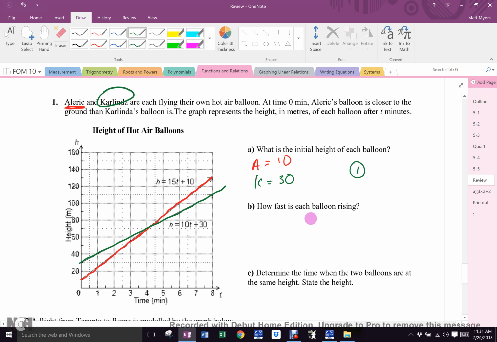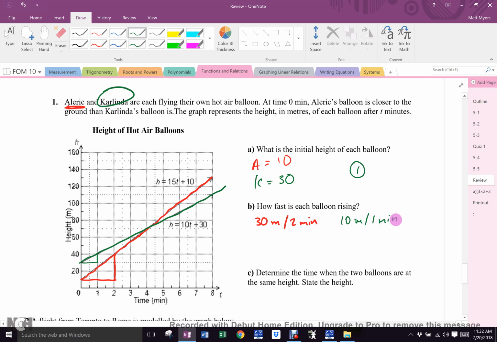How fast is each balloon rising? Now, we can do some work here, right? So let's check. Red balloon in 2 minutes goes up how far? Goes from 10 to 40, right? So the red balloon goes 30 meters in 2 minutes. Correct? The green balloon goes 10 meters in 1 minute.